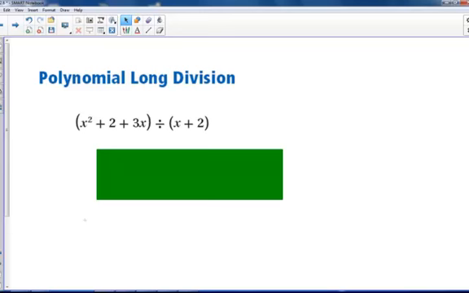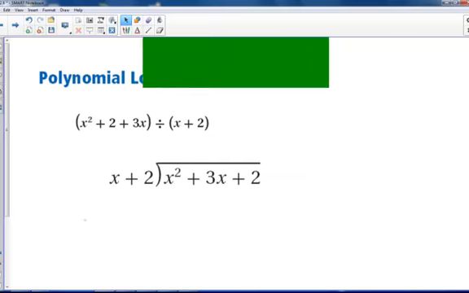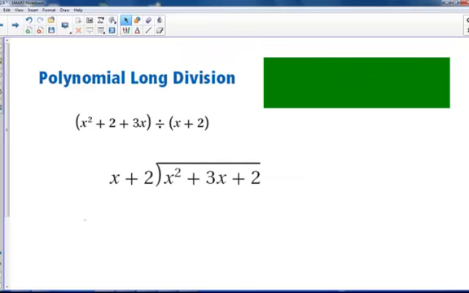I guess this one factors also, so we'll just try this real fast. Okay, so x times what gives x squared? And that's x. So now we have x squared plus 2x.